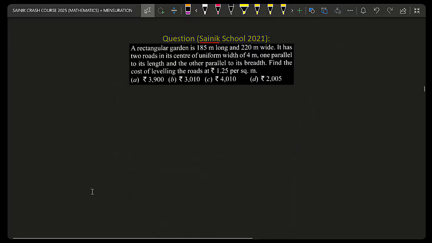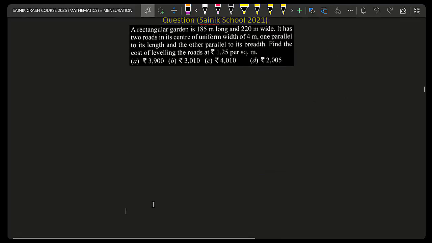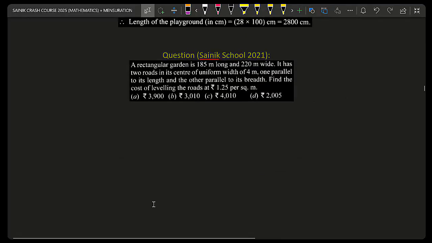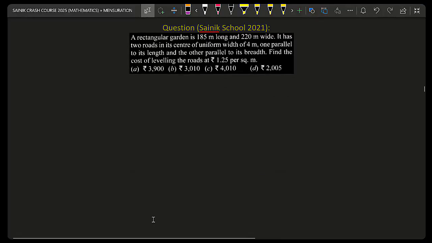Next question, same year 2021 paper, you got this question. A rectangular garden is 185 meters long and 220 meters wide. It has two roads in its center of uniform width of 4 meters, one parallel to its length and another parallel to its breadth. Find the cost of leveling the roads at 1.25 rupees per square meter. So, who's going to answer this question?